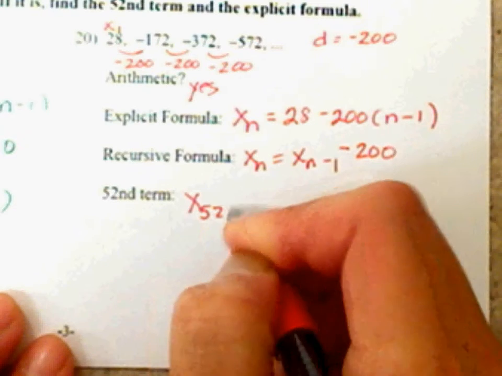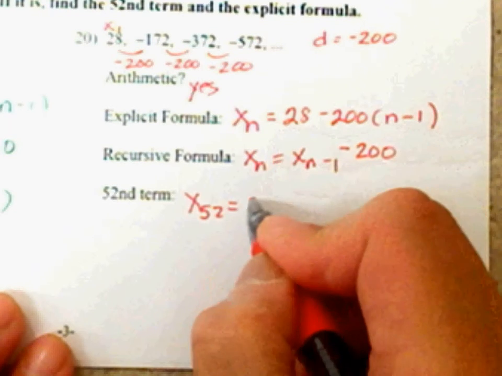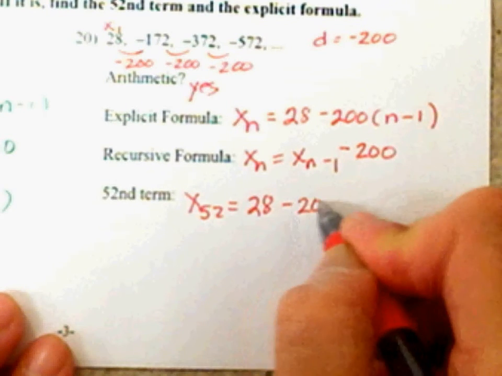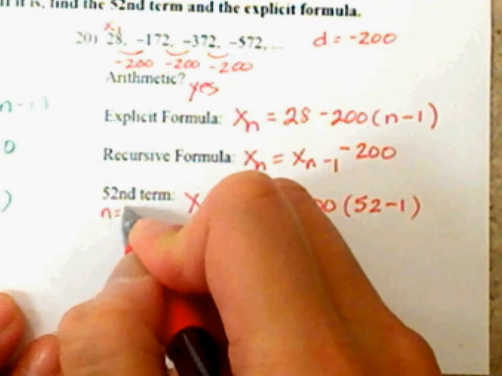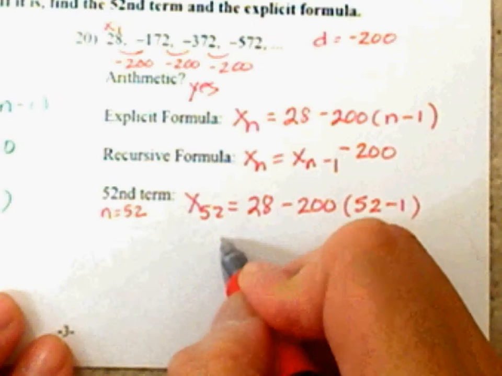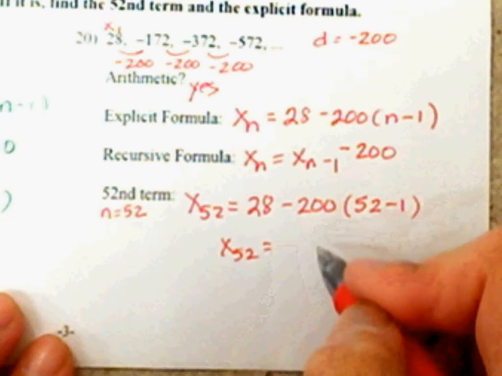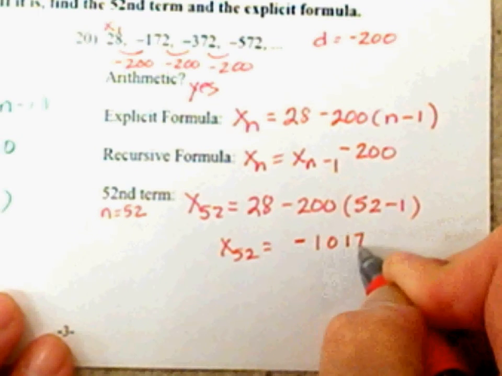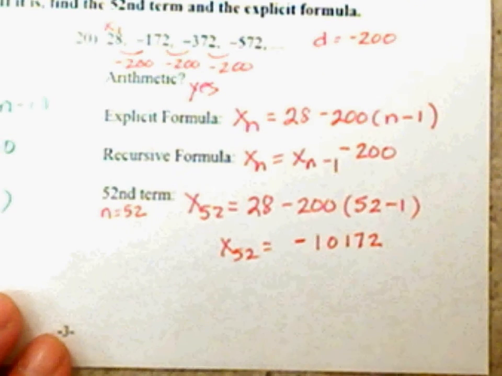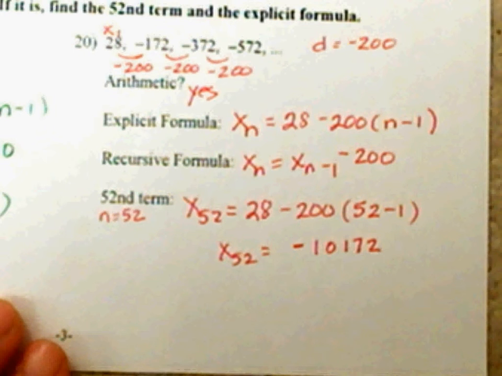52nd term, do the same thing. I'm going to use the explicit. 28 minus 200 times, what is my n? 52 minus 1. And when you plug that in to your calculator, you're going to get a really low number. Negative 10,172. That will be your 52nd number in this series.